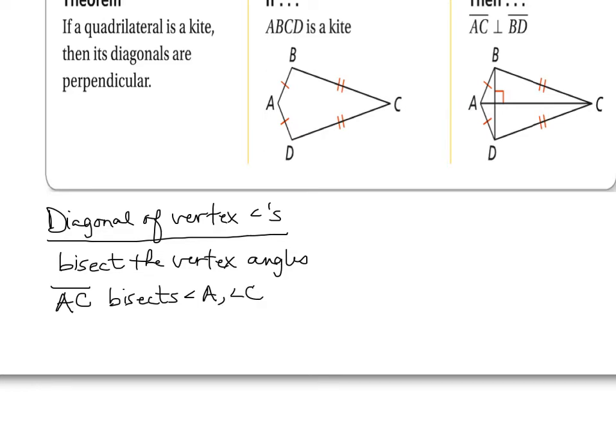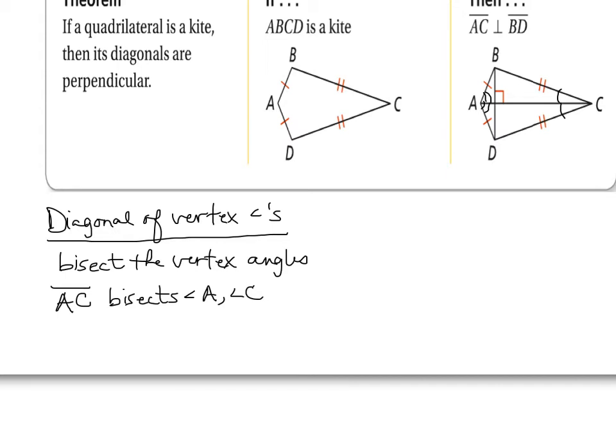So in other words, if you wanted to, up here on this picture, you can mark those congruent to each other and those congruent to each other. Okay? So the diagonal that cuts across the two vertex angles is going to bisect the vertex angles. Okay?